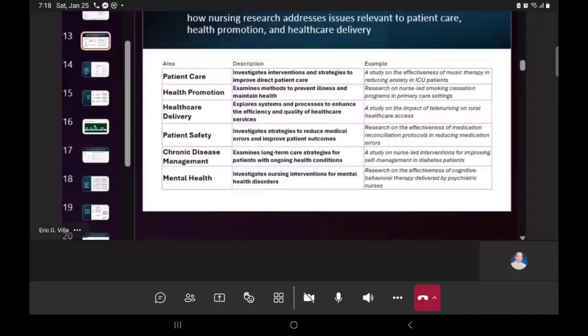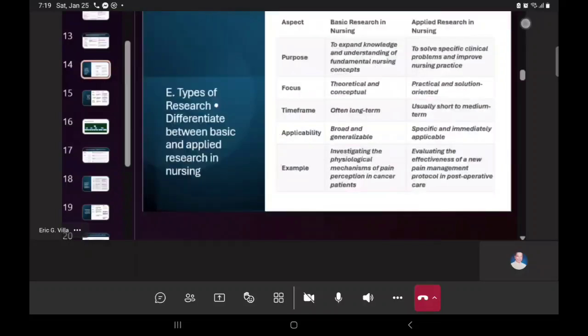By addressing these diverse areas, nursing research contributes to a comprehensive approach to healthcare improvement. It not only enhances the quality of direct patient care but also informs broader strategies for health promotion and healthcare delivery. This research-driven approach ensures that nursing practice evolves based on the best available evidence, leading to better patient outcomes and a more efficient healthcare system.